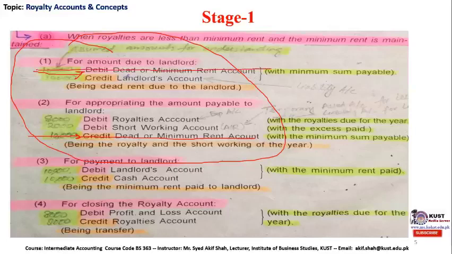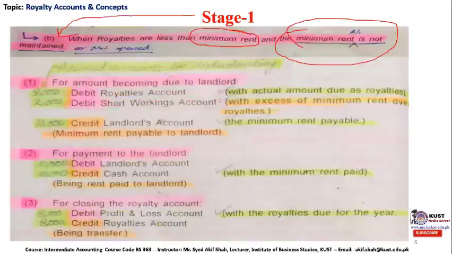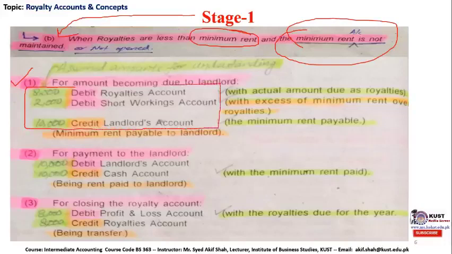So the leftover accounts are the landlord account, which is a liability account, and then the royalty account and short working account, which shall be mentioned directly in the first entry. Let's have a look in the next slide. Here it is, when the minimum or dead rent is not maintained. Therefore, we have not written the minimum or dead rent in the first entry having debit and credit titles.